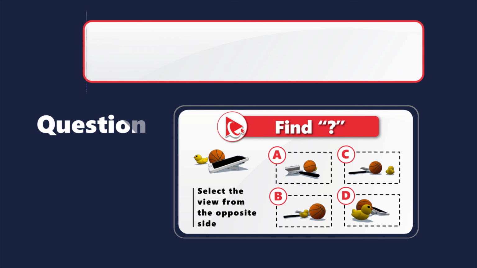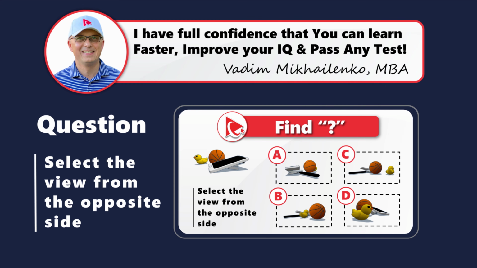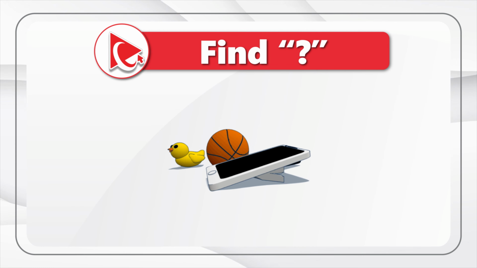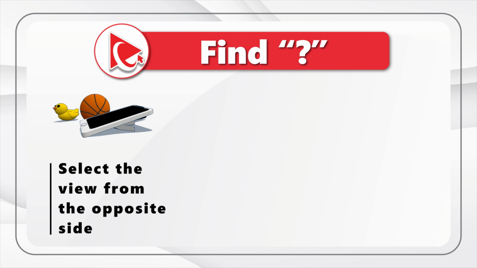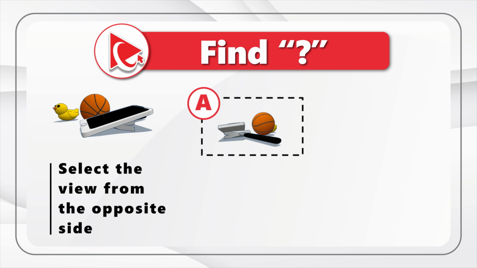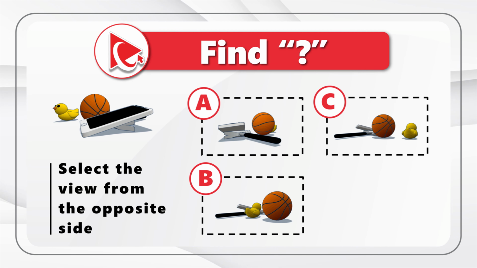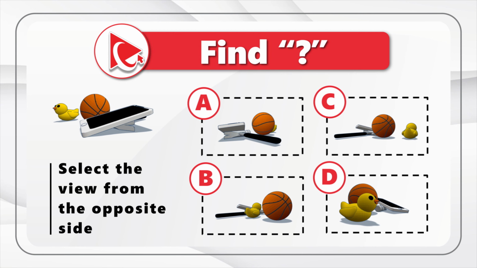Here's an amazing question to test your spatial reasoning. You're presented with the 3-dimensional view, and you need to select view from the opposite side out of 4 possible choices. The choices are A, B, C, and D. Take a close look to see if you can select the right solution. Please look closely, as it may not be as easy as it seems.